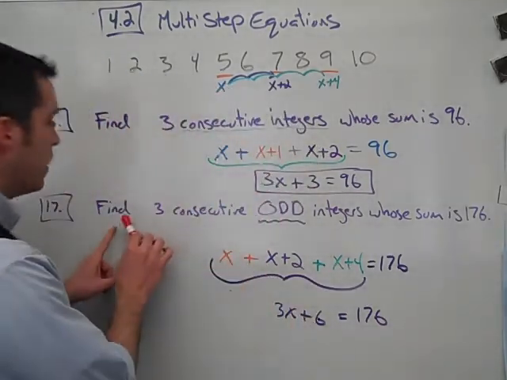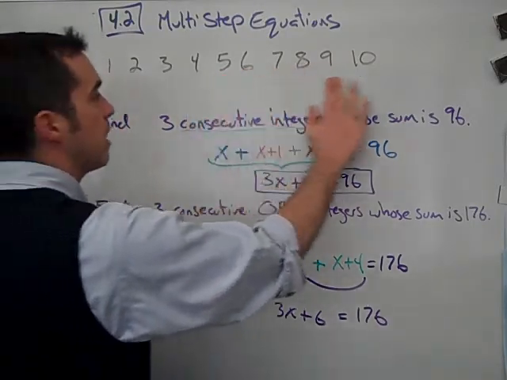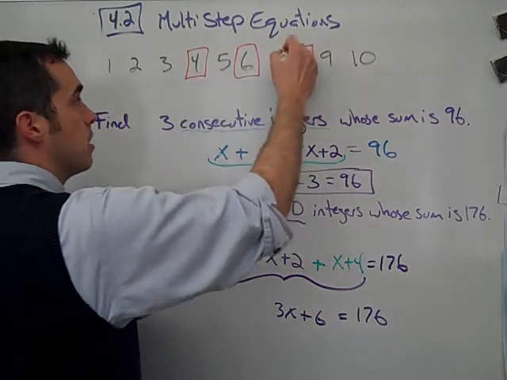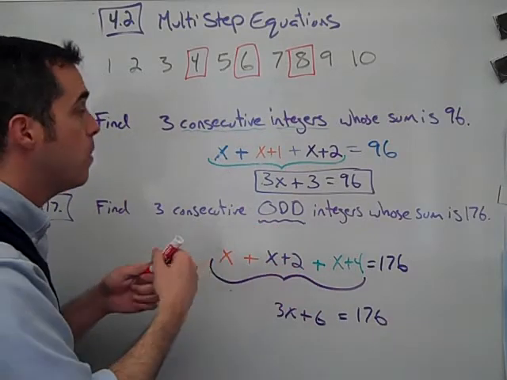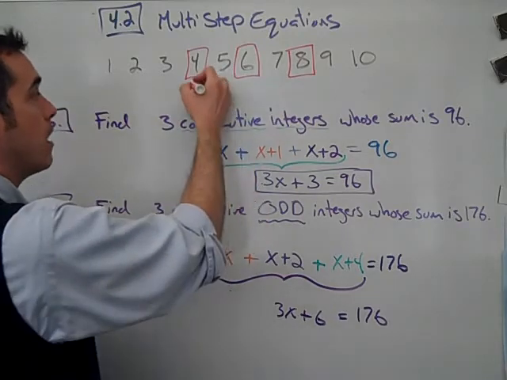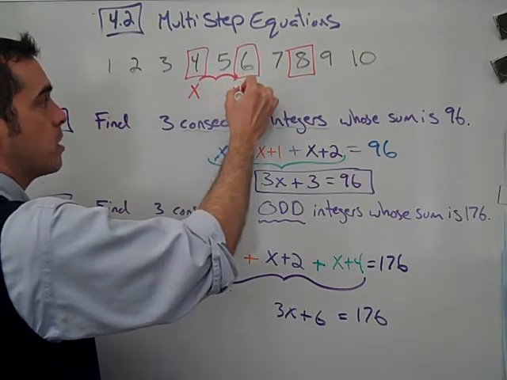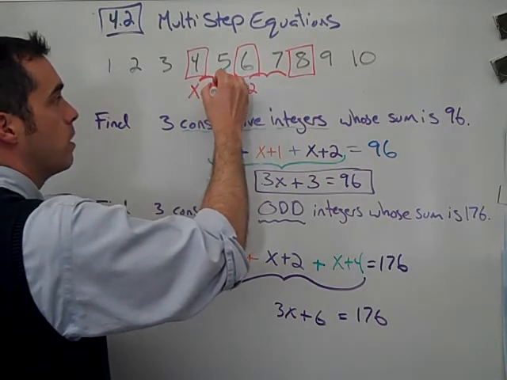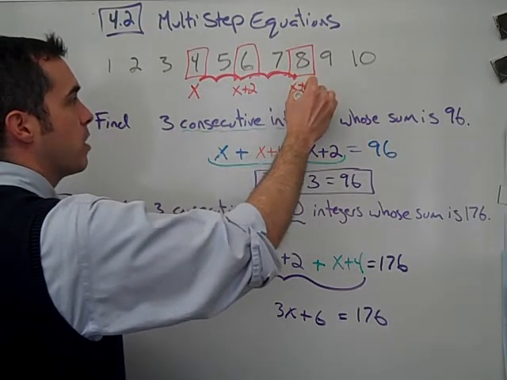Last thing, what if it said find 3 consecutive even integers? What if it said even instead of odd? So I'm looking to go from here to here to here. Well, there is no problem on the board that says that, but if I'm looking to go from consecutive even integers, I could call this x. I could still call this x plus 2, and I could still call, from here, 1, 2, 3, 4, I could still call that x plus 4.